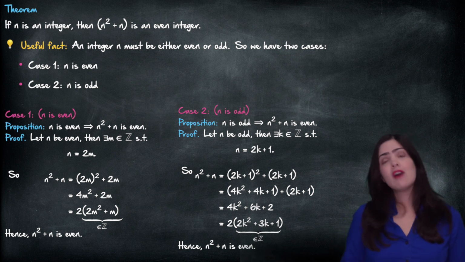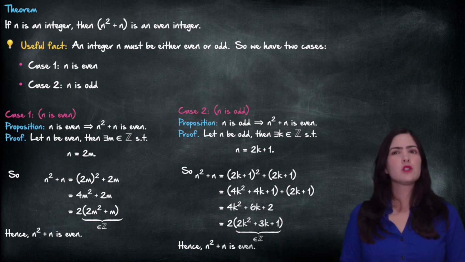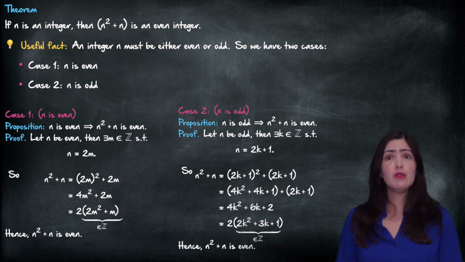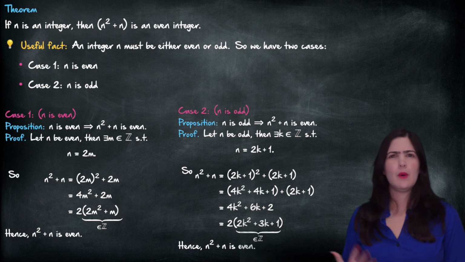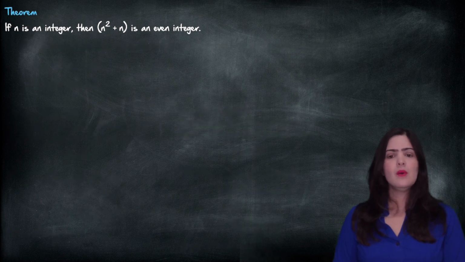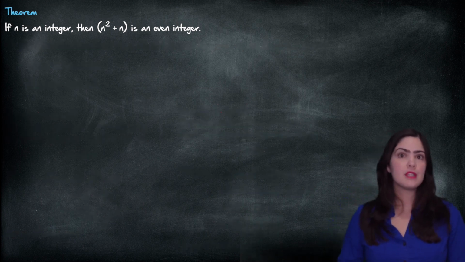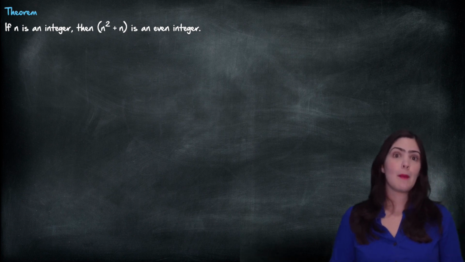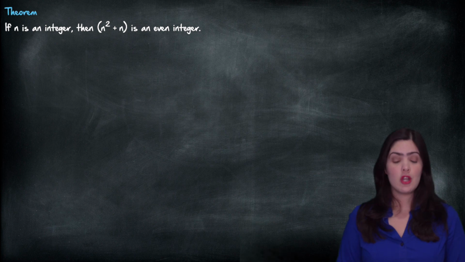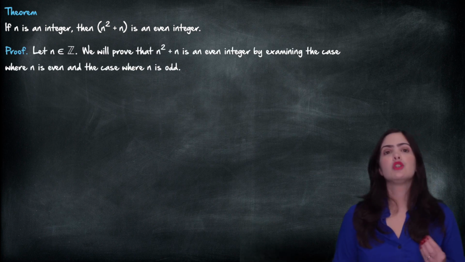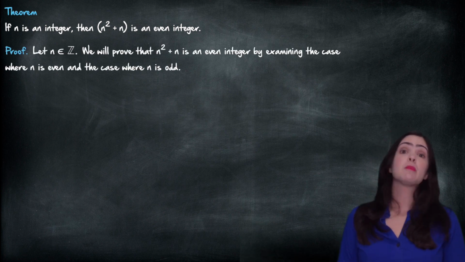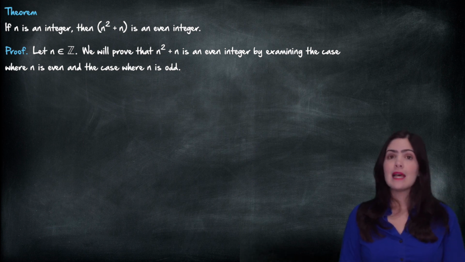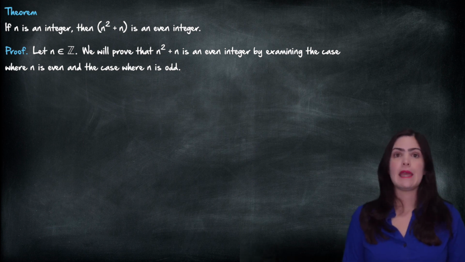So this is the idea of the proof, and now I want to put it nicely into one cohesive proof where the reader knows exactly what I'm doing. We start again with the statement of our theorem. If n is an integer, then n squared plus n is an even integer. And the first thing that we're going to do is fix an arbitrary integer. And now we're going to tell the reader that we want to do a proof by cases.